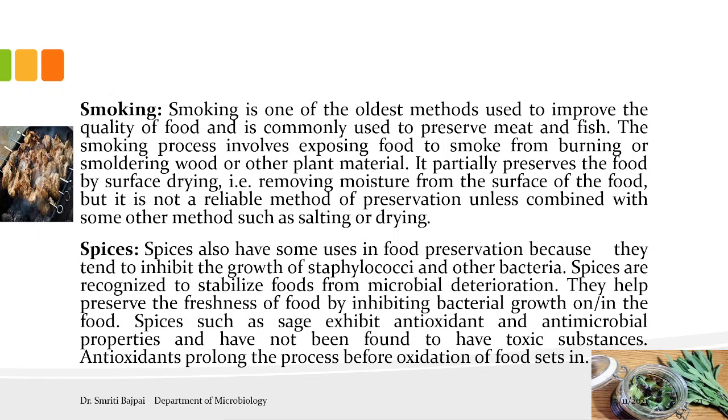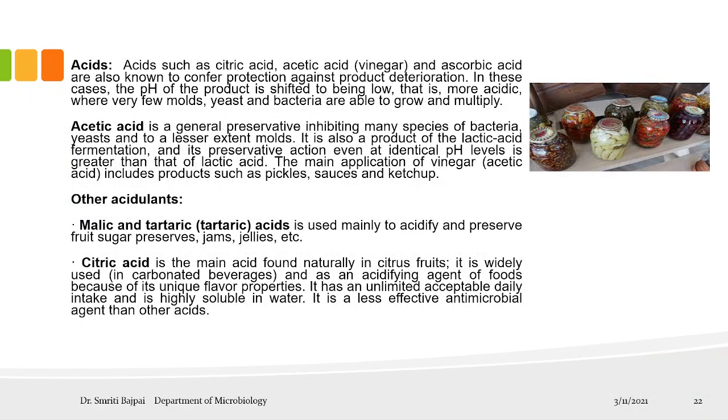Then spices can also be used. Spices such as sage exhibit antioxidant and antimicrobial properties. If such spices are added to food, they will prolong the oxidation process of the food, and so spoilage will be prevented. Then the acids. Different acids like citric acid, acetic acid, and ascorbic acid will also protect the food against deterioration.